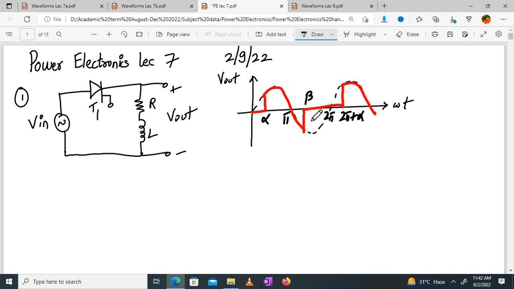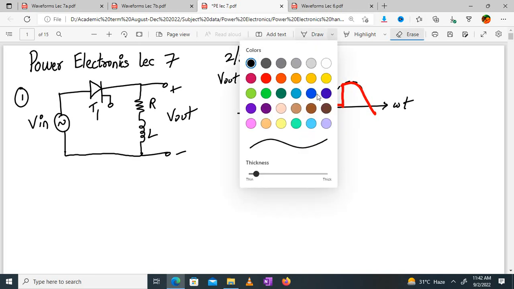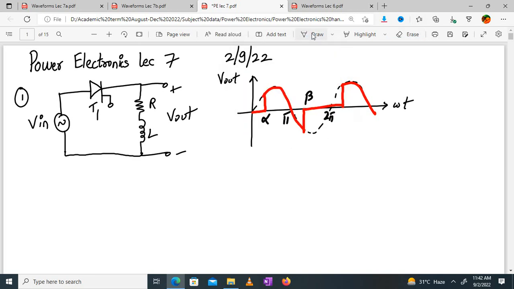Why don't we apply a firing angle in the negative half cycle? In the negative half cycle, the SCR is off only. If the SCR is in reverse blocking mode, there is no use. So this will be 2 pi plus alpha.